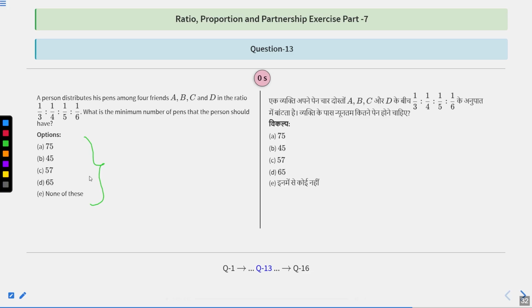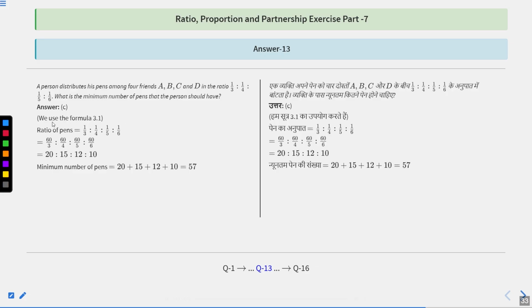Now time's up. Let's see the solution. The ratio of pens is given in the form of fractions: 1/3, 1/4, 1/5, 1/6. First we make them in integer form. So what can we do? We take the LCM of the denominators 3, 4, 5, 6. The LCM will be 60.